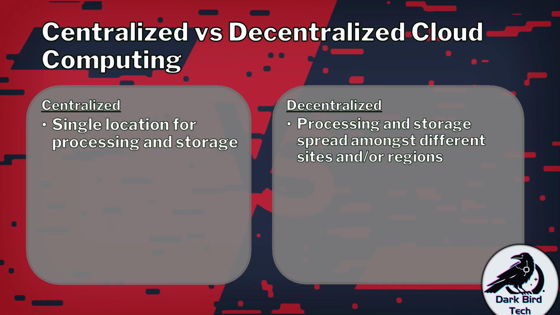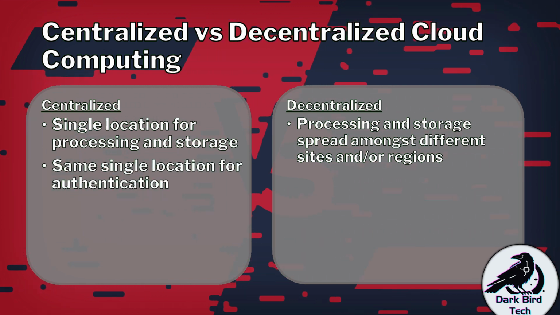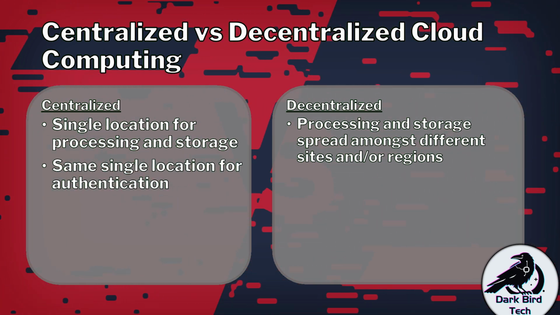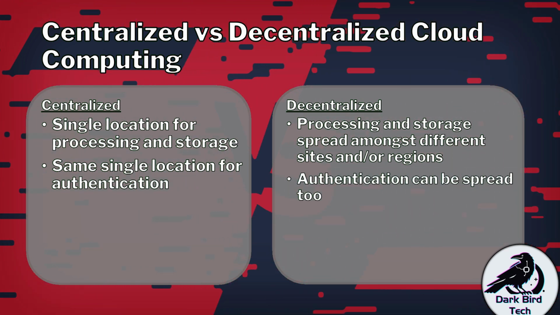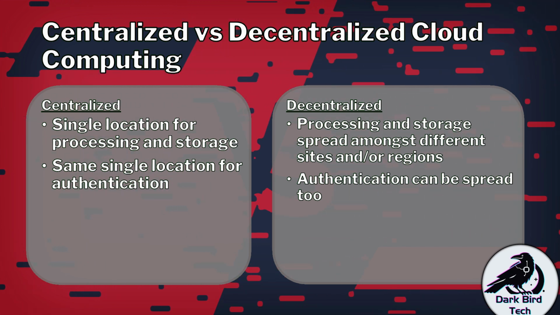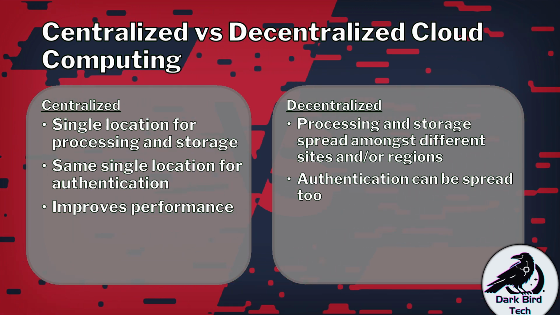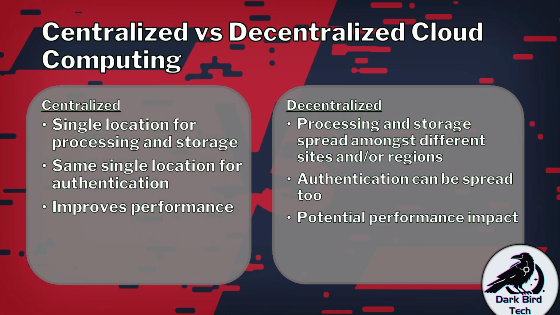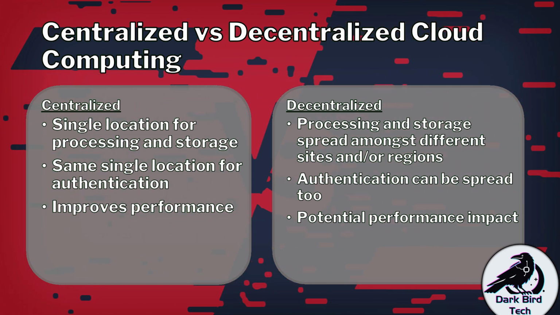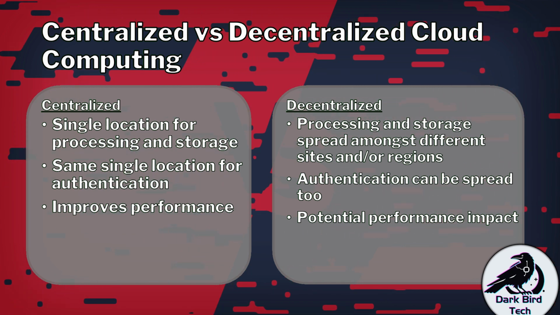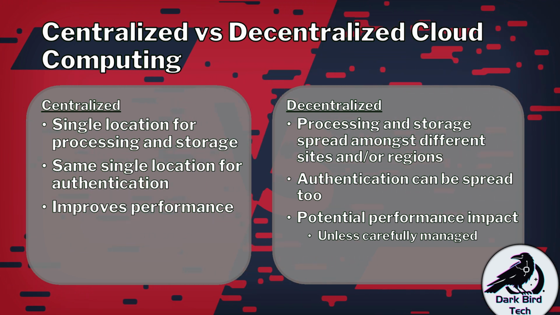Downside, though, is obviously in that one location. If that one location is not there, oh dear. But we also have one location where all of the authentication is taking place when it comes to the cloud operations. Whereas with decentralized, authentication can be spread out too between different locations. Now, as I said already, with centralized, you do get a bonus in performance. With decentralized, there is a potential performance impact. Obviously, because everything's been spread out, there can be delays in getting communication between different sites and different regions and both. But it can be carefully managed to mitigate this.